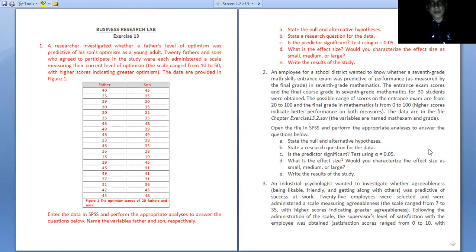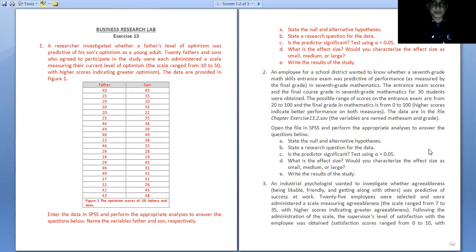Here we have to state the null and alternate hypothesis and the research question. We have to see if the predictor is significant at alpha equal to 0.05, find out the effect size, and say whether it is small, medium, or large. And finally, we have to write the results of the study.